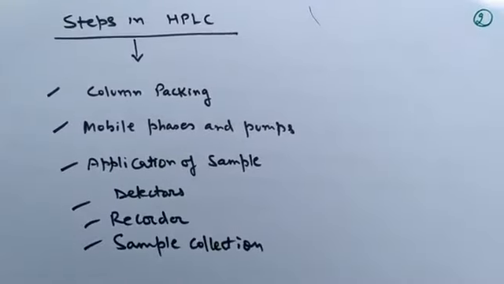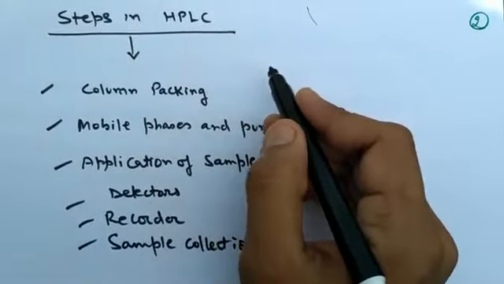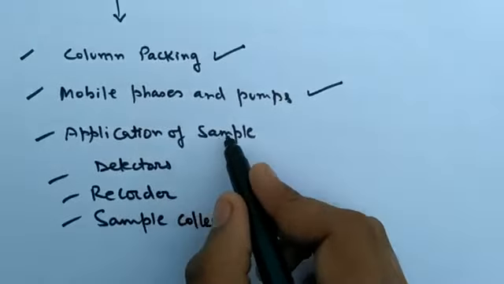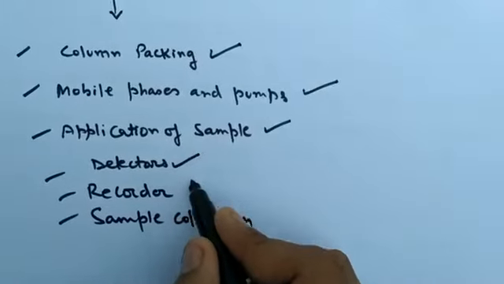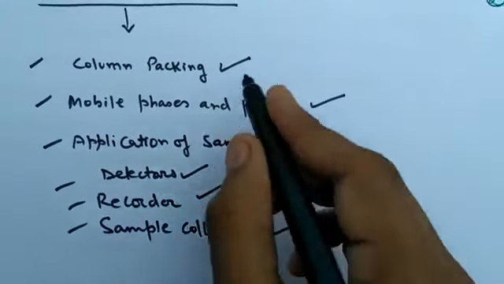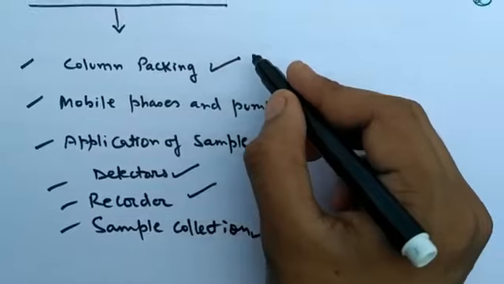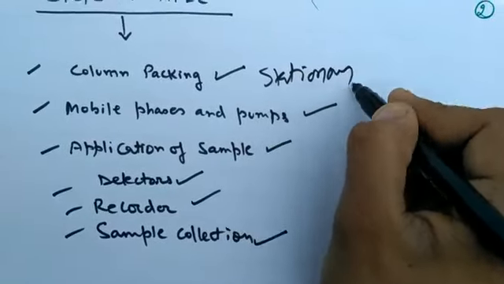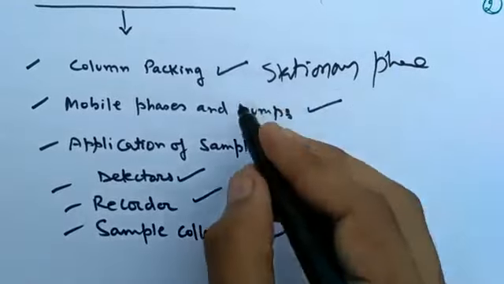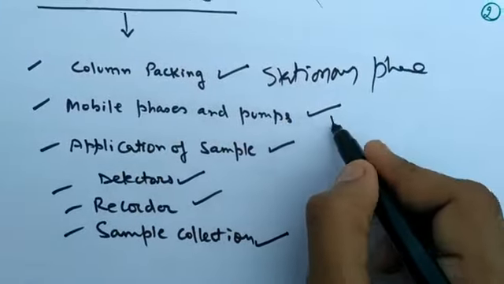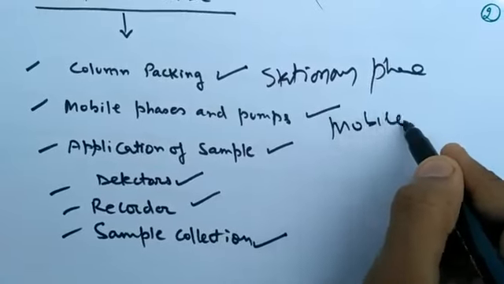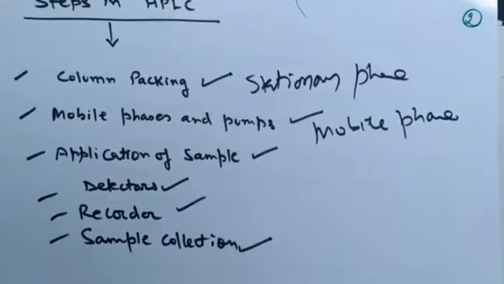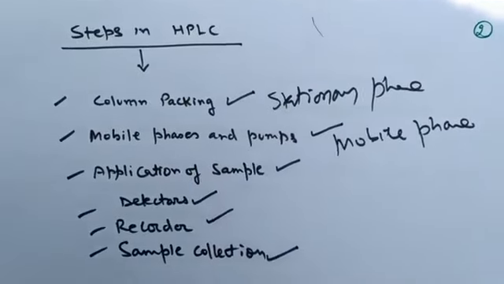Next are the steps in HPLC. Here we discuss column packing, mobile phase and pump, application of the sample, detector, recorder and sample collector. The column is related to the stationary phase, and the solvent and solute are the mobile phase. Stationary phase and mobile phase are very important considerations in chromatographic analysis.